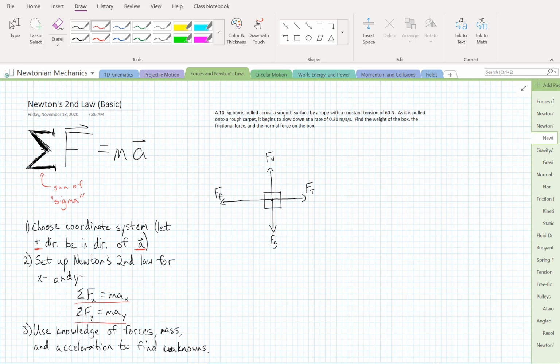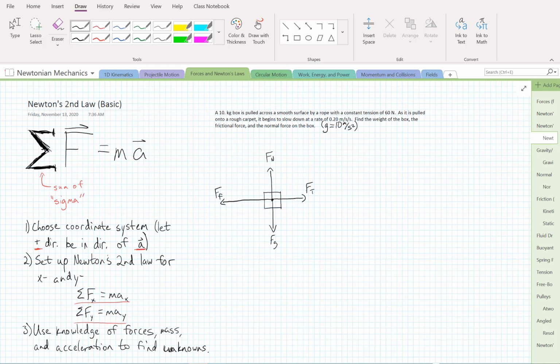So let's do an example here. A 10-kilogram box is pulled across a smooth surface by a rope with a constant tension of 60 newtons. As it is pulled onto a rough carpet, it begins to slow down at a rate of 0.20 meters per second squared. Find the weight of the box, the frictional force, and the normal force on the box. And let's use g equals 10 meters per second squared just as an approximation to make this easier.